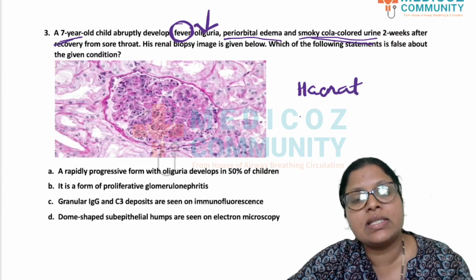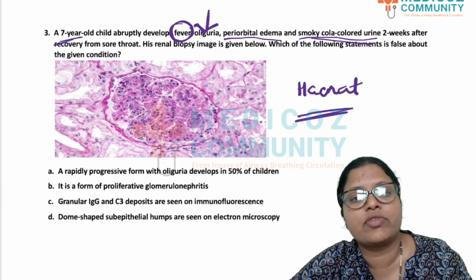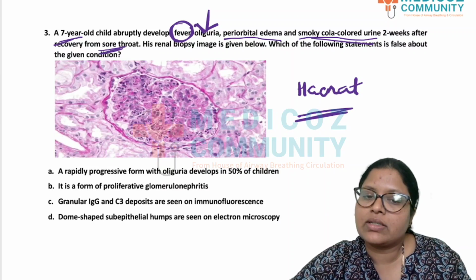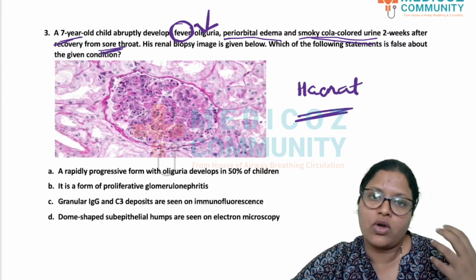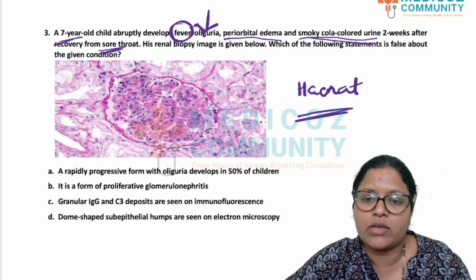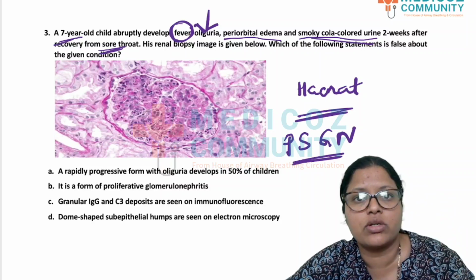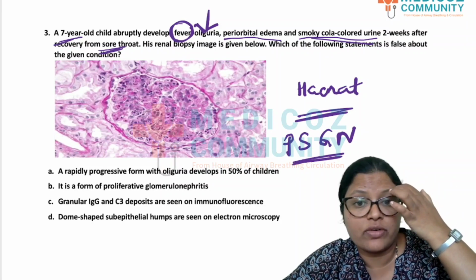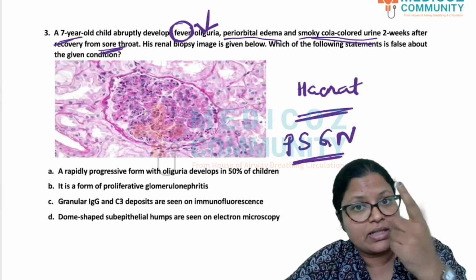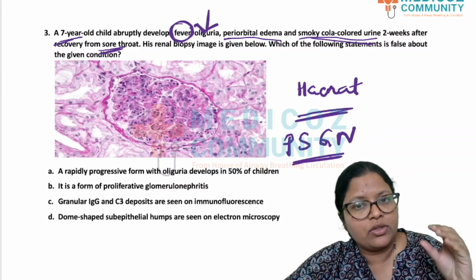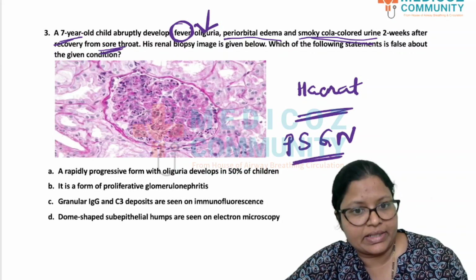And when is he developing all these things? 2 weeks after recovery from sore throat. So the catch is here. Beta hemolytic streptococci, and all of you know this is what they are talking about, PSGN, post streptococcal glomerulonephritis, common in children. They have a preceding history of fever. Periorbital edema is classical. Now we know that proteinuria occurs here, but not to a greater extent, right?